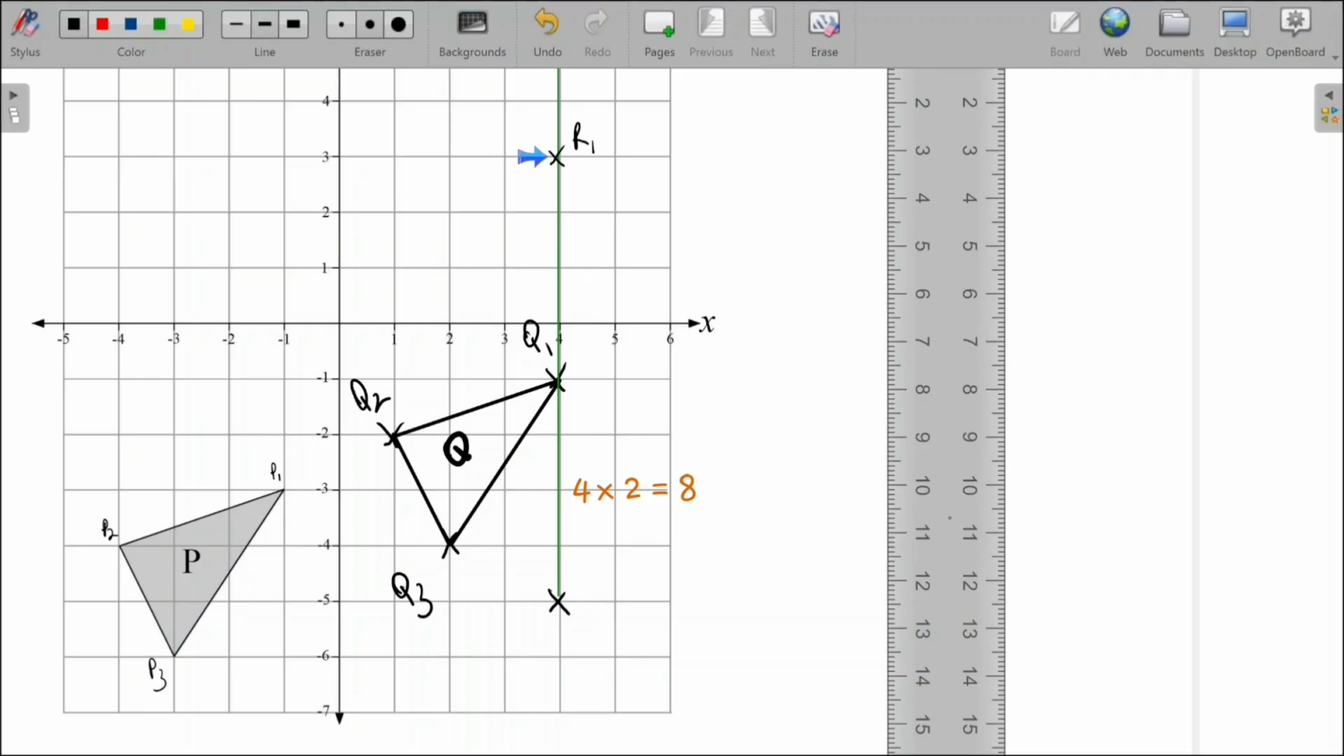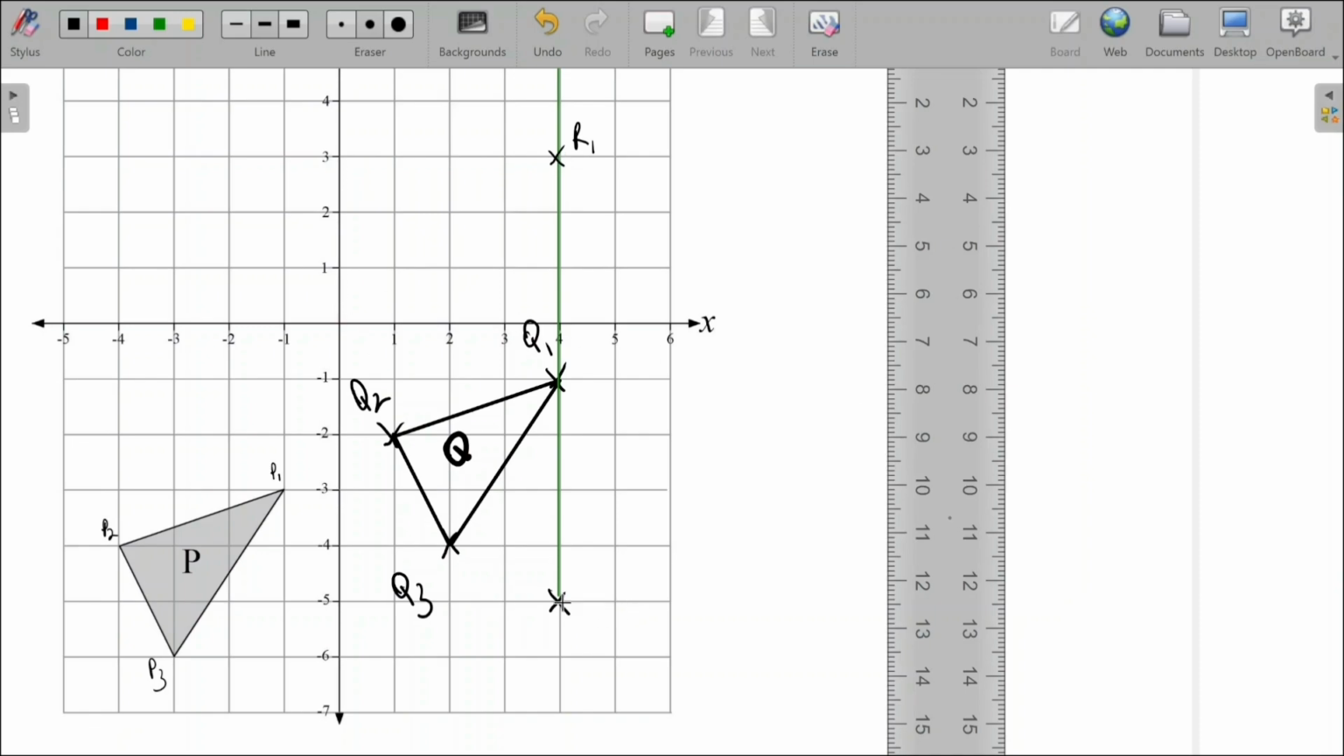If it were enlarged by a scale factor of 3 and you have 4 grid lines to get to Q1, R1 will be 4 times 3. That will give you 12. So you have to count 12 grid lines to locate R1. But since triangle Q is enlarged by a scale factor of 2, if you have 4 horizontal grid lines, you multiply the number of horizontal grid lines by 2, then you count from the point of enlargement the result you get. Now we have point R1.